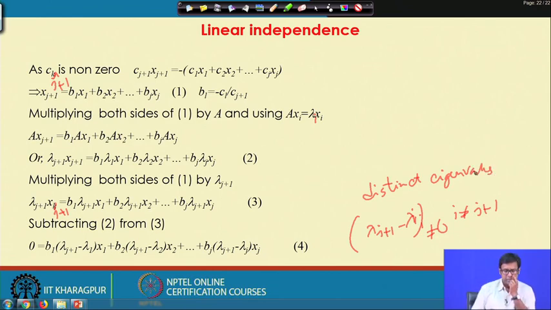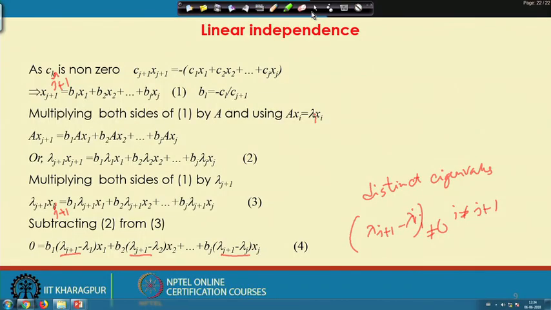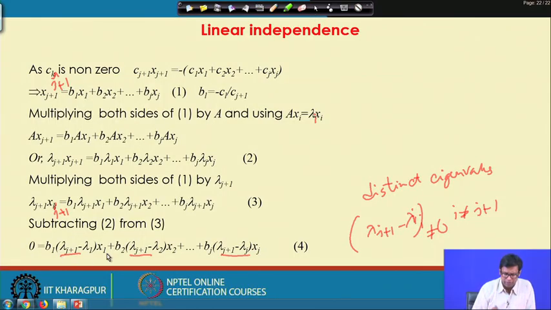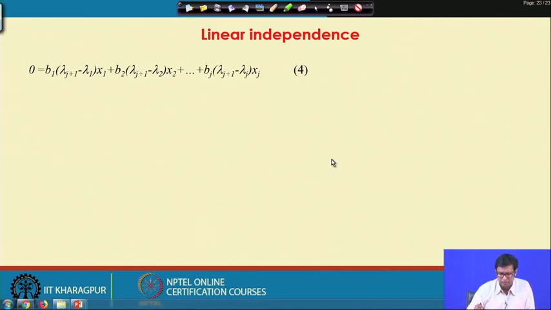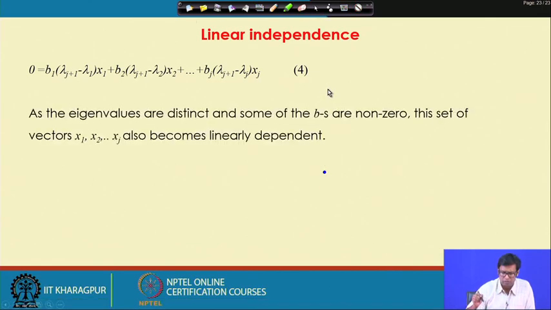So, in this equation these terms lambda j plus 1 minus lambda 1, lambda j plus 1 minus lambda 2 up to lambda j plus 1 minus lambda j, they are non-zero. And we also assume that b 1, b 2, b 3 at least some of them are non-zero, because c 1, c 2 to c j are not all 0. So, we get an equation where this is equal to 0. As the eigenvalues are distinct and some of the b's are non-zero, the set of vectors becomes linearly dependent.